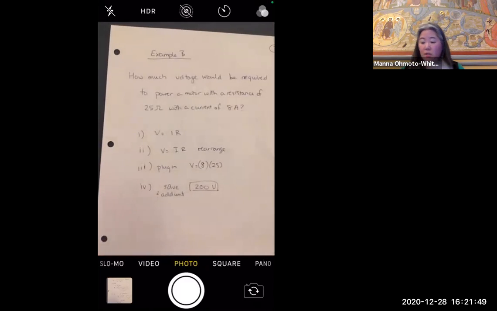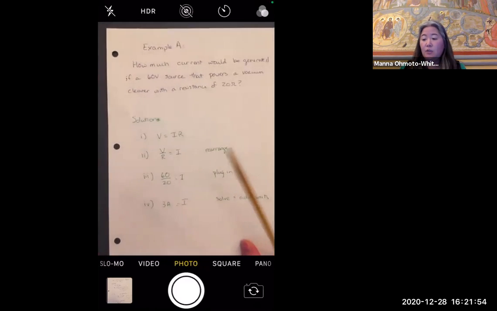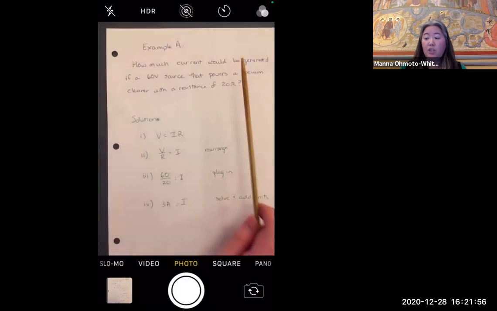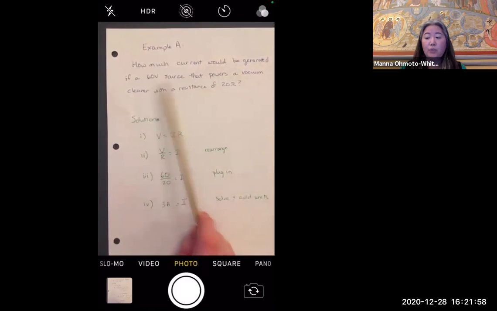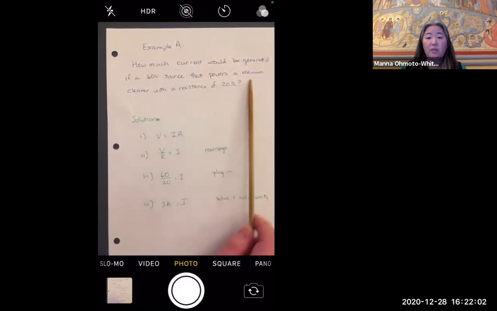So the example I have here, example A, is how much current would be generated if a 60-volt source that powers a vacuum cleaner has a resistance of 20 ohms. So the vacuum cleaner has a resistance of 20 ohms. I'm plugging it into a 60-volt source. It could be a battery, it could be a wall socket, whatever.